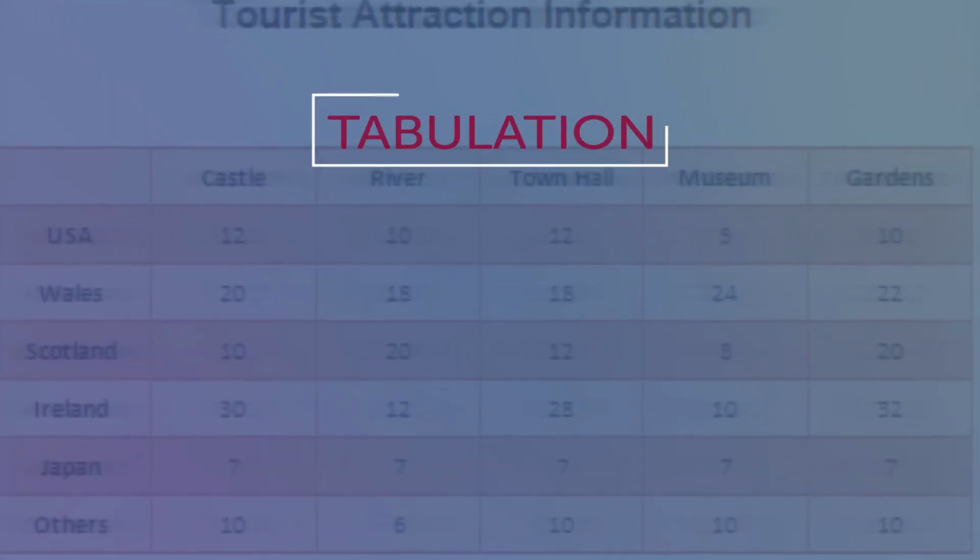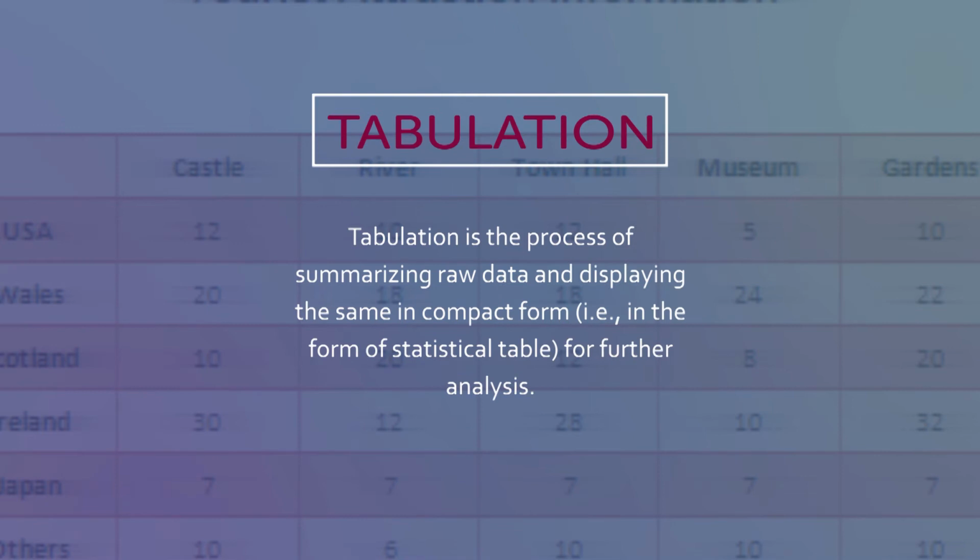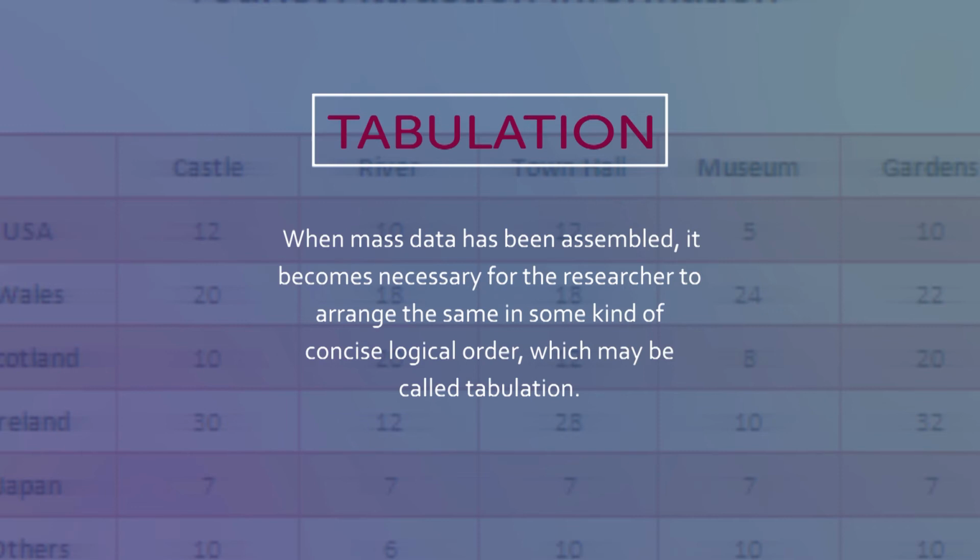Now we observe that tabulation is the process of summarizing raw data and displaying it in compact form, that is, in the form of a statistical table for further analysis. When mass data has been assembled, it becomes necessary, because the data is now gigantic in nature. That is the reason in technology we talk about big data analytics, because big data talks about data known as mass data, and it becomes necessary for researchers to arrange it in some kind of concise logical order, which may be called tabulation. If you tabulate the data, you can easily put it in a table format or a logical order, which is quite useful for understanding the data analysis.